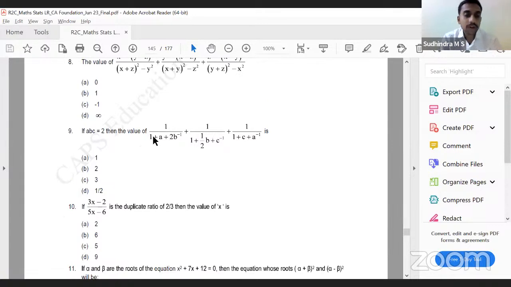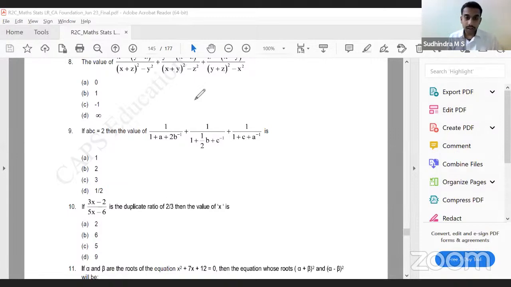Come to question number 10. If 3x minus 2 divided by 5x minus 6 is the duplicate ratio of 2 by 3, what is the value of x? Minus 6 by 7 is the right answer. So the options are wrong. Whatever options they have given are wrong. We will discuss this.